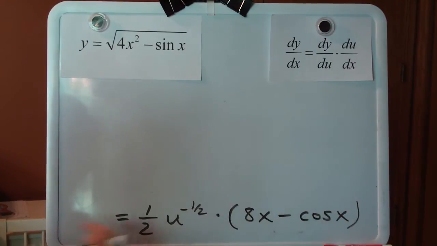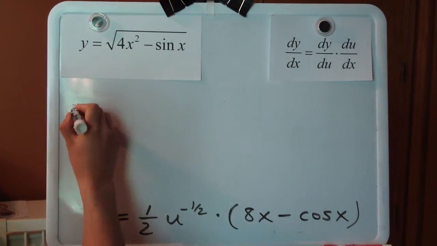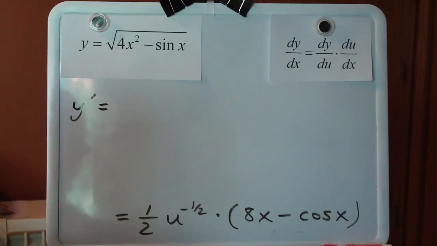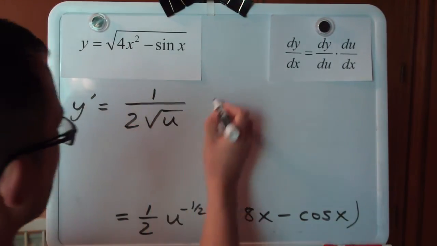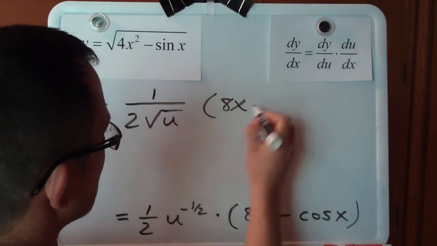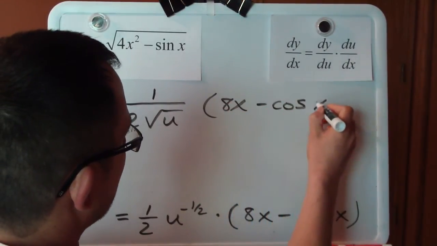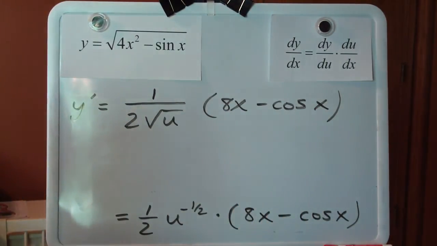Okay, and we'll rewrite this. So if we continue the process here, y prime is going to look like 1 divided by 2 root u, and we're still going to have this chasing it, like that. And then the u in the problem was the inside part.